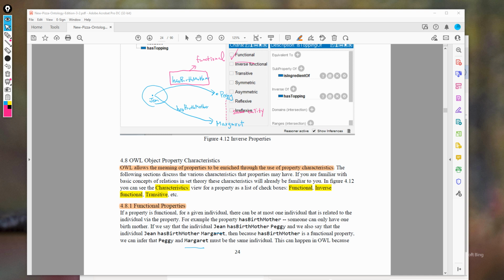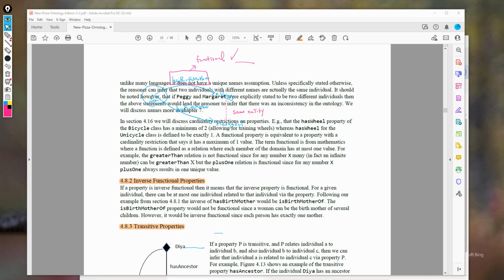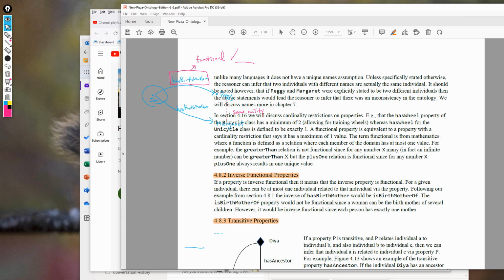So this can happen in OWL because, unlike many other languages, it does not have the unique name assumption. So we cannot assume that an entity can have only one name. We should assume that the same entity can have many names.